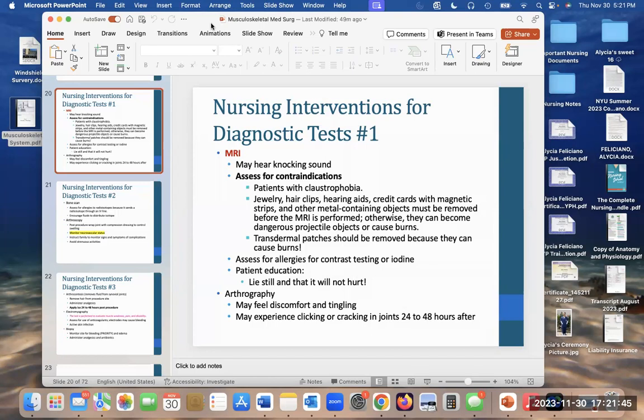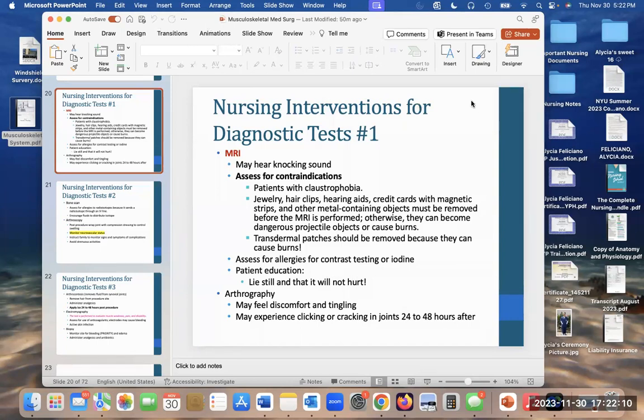It can cause burns. Also, nitroglycerin or lidocaine patches, anything that they have a patch for, has to be removed because that can also cause burns. We must also assess for allergies because they will get contrast, and that contrast contains iodine. So if they have a sensitivity to iodine or shellfish, that could be a problem.